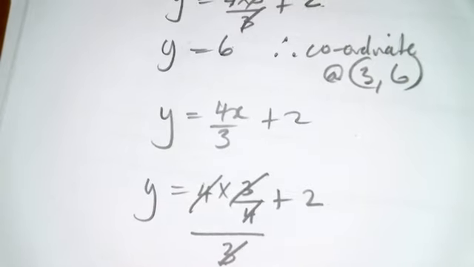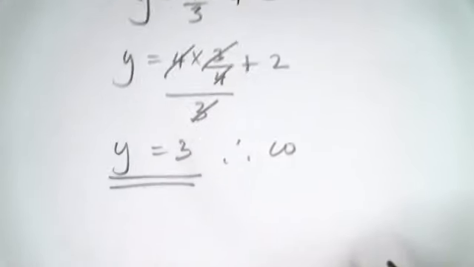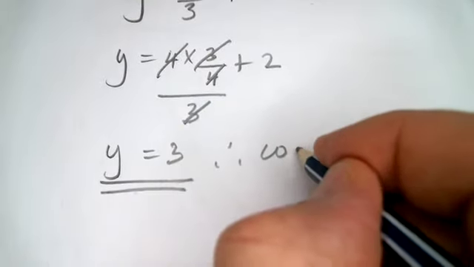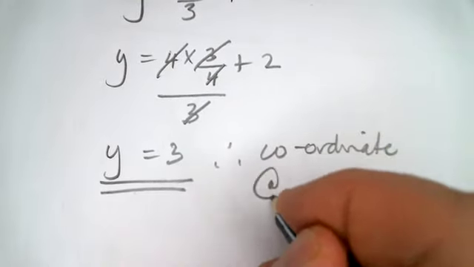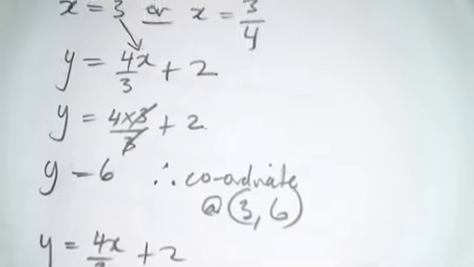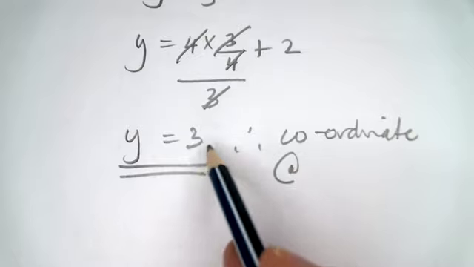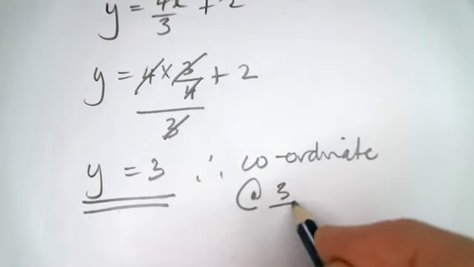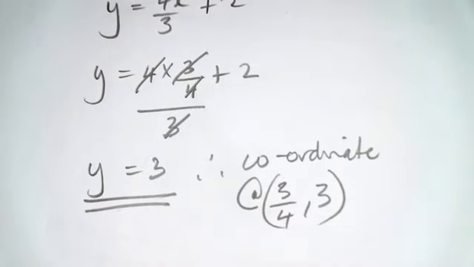So my other coordinate is going to be, oops, you can't see that, sorry. Therefore, coordinate at x was 3 quarters, y has just become 3. So it's going to be 3 quarters, 3. And there is my second coordinate.